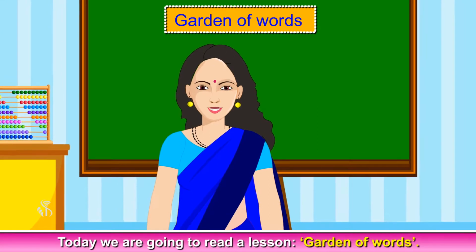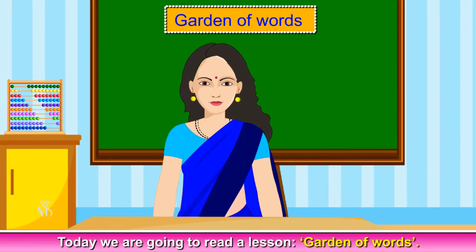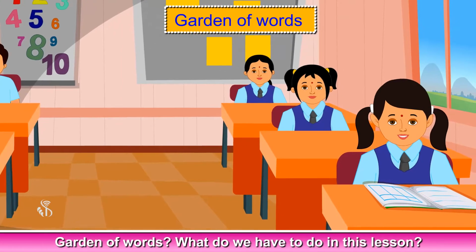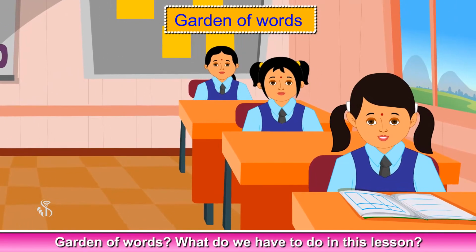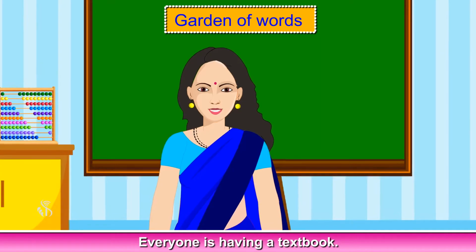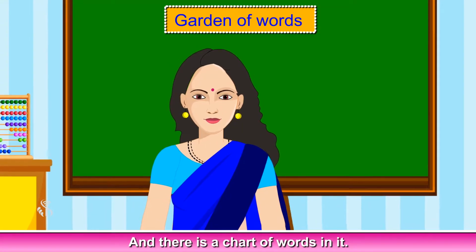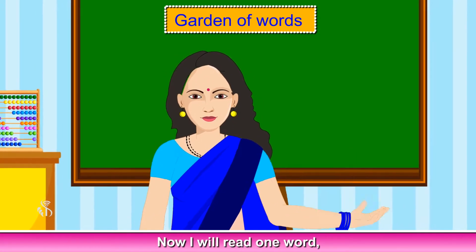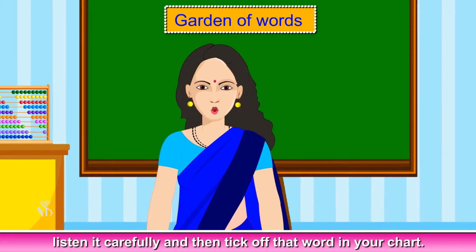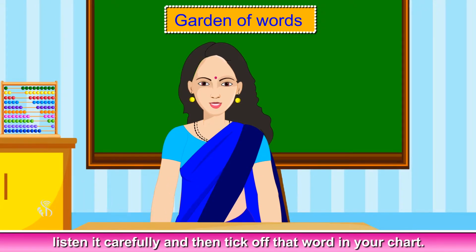Today we are going to read a lesson, Garden of Words. Garden of Words? What do we have to do in this lesson? Everyone is having a textbook and there is a chart of words in it. Now I will read one word. Listen to it carefully and then tick off that word in your chart.